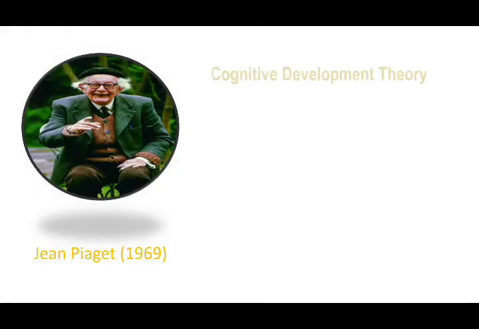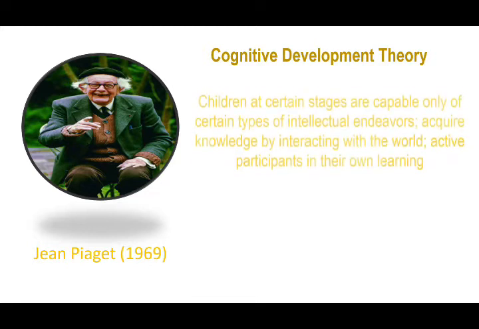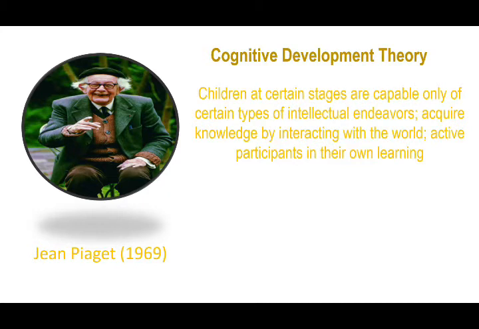Okay. Next, we have Jean Piaget. If you can remember, in our Ed 102 subject, he is the one who proposed cognitive development theory. In this theory, children at certain stages are capable only of certain types of intellectual endeavors.